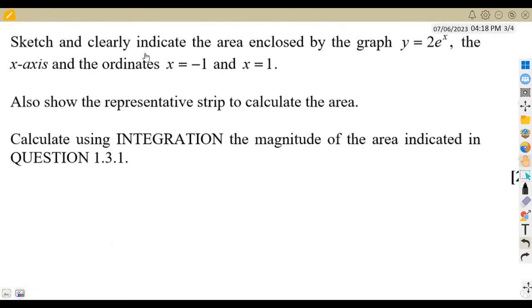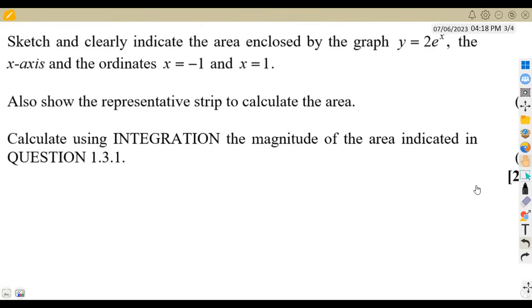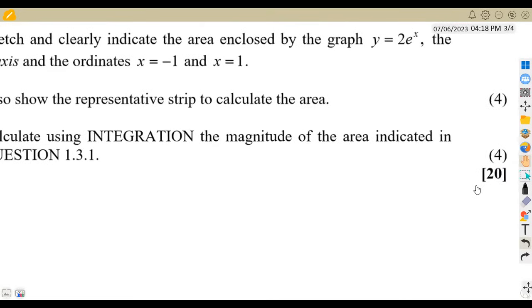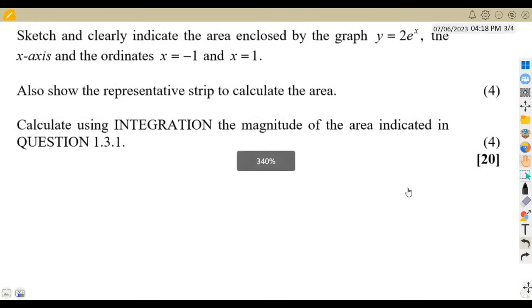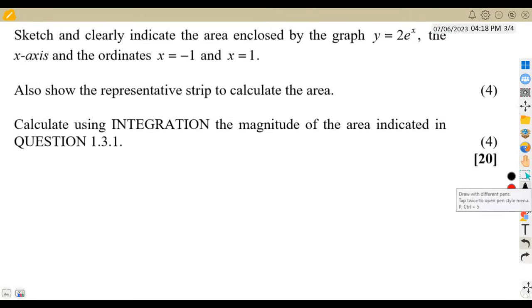The first part, sketch clearly and indicate the area enclosed by the graph of this. All right, so this is an exponential function. I talked about the exponential functions. This part, you need to know how to sketch your graphs. All right, let me just write them aside so that we can know how to sketch these graphs.